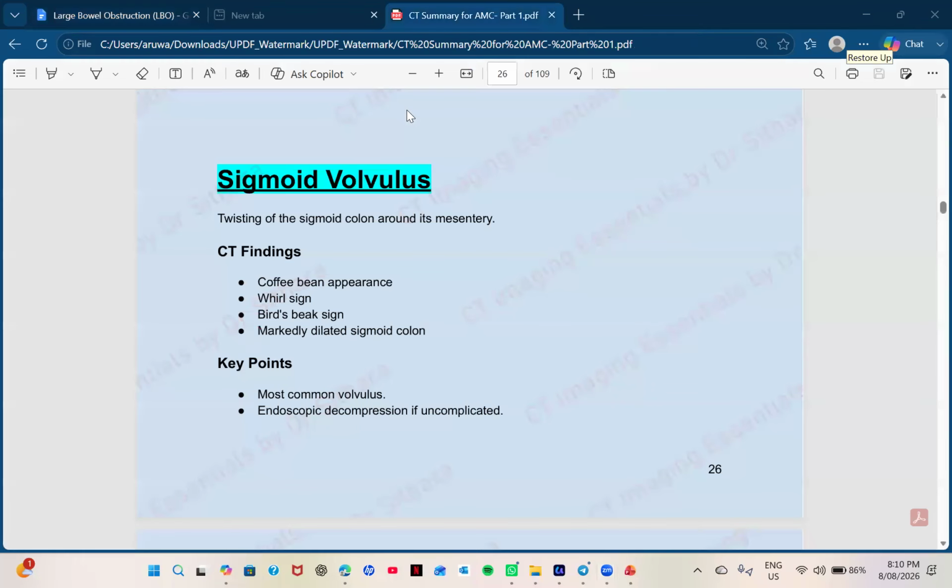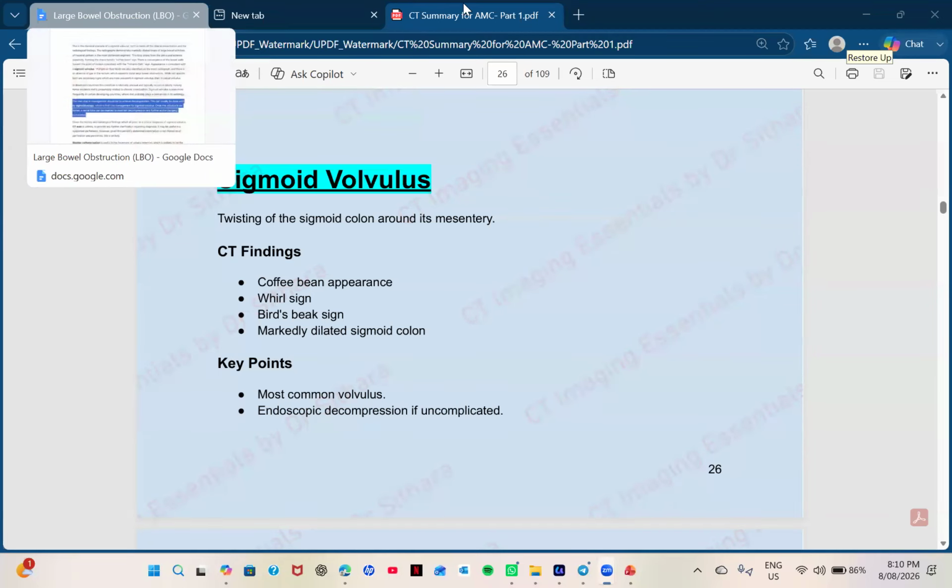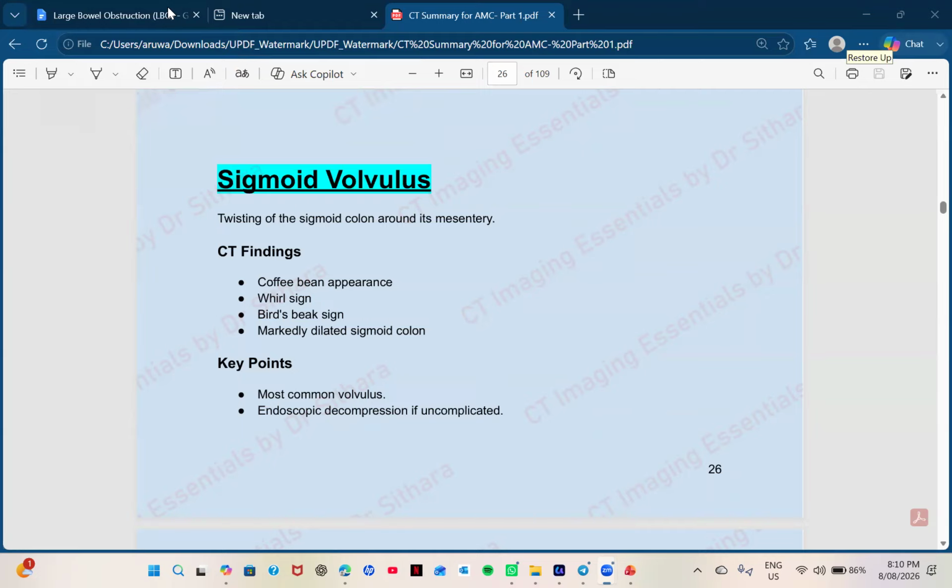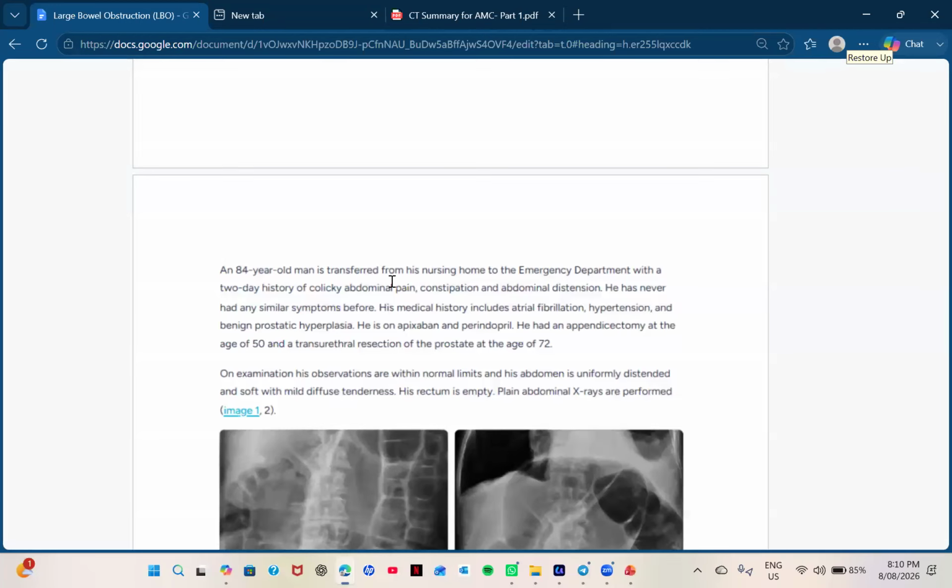Can you tell me the management for sigmoid volvulus? Management, doctors? Tell me the management. Sigmoid volvulus, extra question, quickly. Okay, what about cecal volvulus? Cecal volvulus, what is the management? Surgery, right? Very important, because those things are very important.